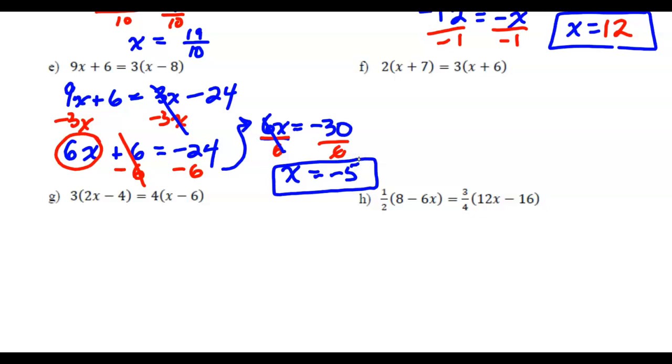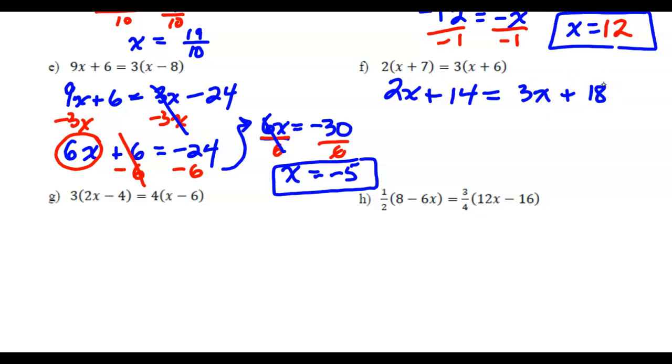In F, there are 2 brackets, one on the left, one on the right. So you need to expand out both before you can start solving anything. So always think, get rid of the brackets first. Distributive property. So 2 times x plus 2 times 7. 3 times x plus 3 times 6. And then it's the same deal.